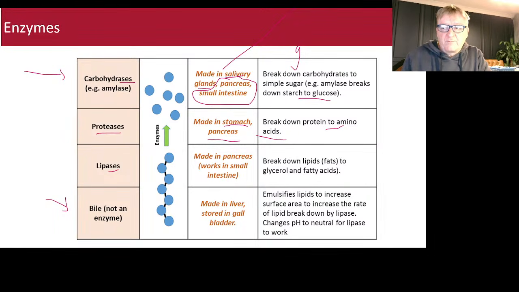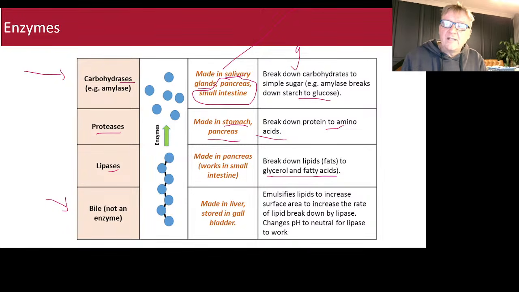Lipases, made in the pancreas, work in the small intestine. Right, so if you can't remember anything about enzymes, just write pancreas. They break down lipids into glycerol and fatty acids. I don't know why, but fatty acids and glycerol always kind of springs off my tongue a little bit better.